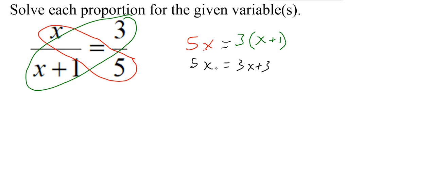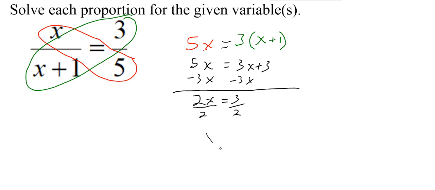Now solve this like you would any other equation. Subtract 3x from both sides to get all my x's on one side. And I'm going to get 2x equals 3. Divide by 2. Divide by 2. I'm going to get x equals 3 halves, or 1.5.